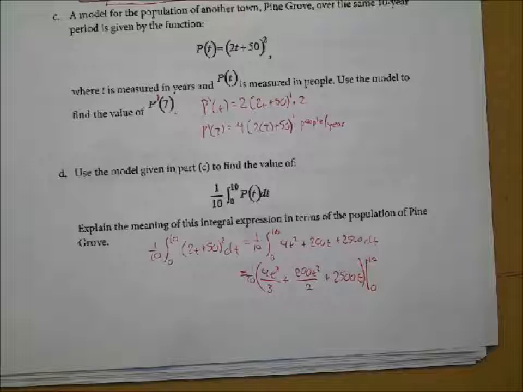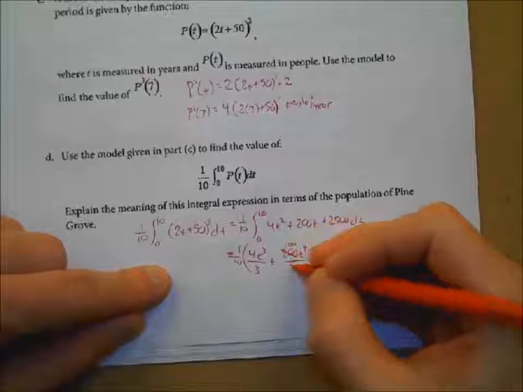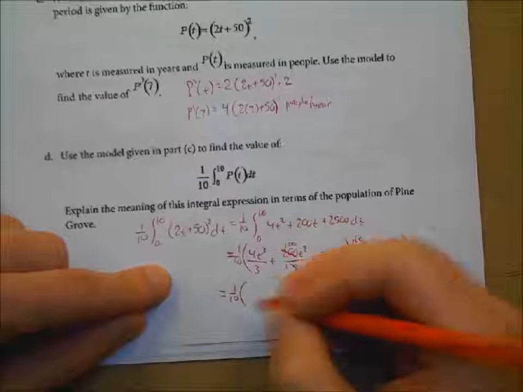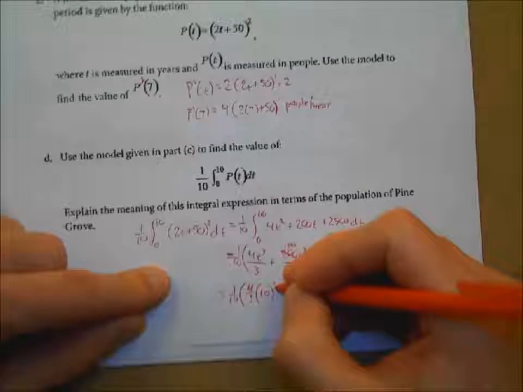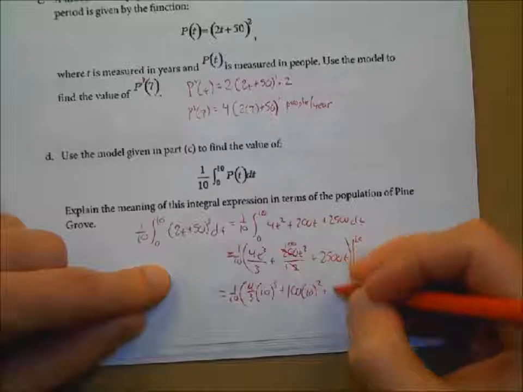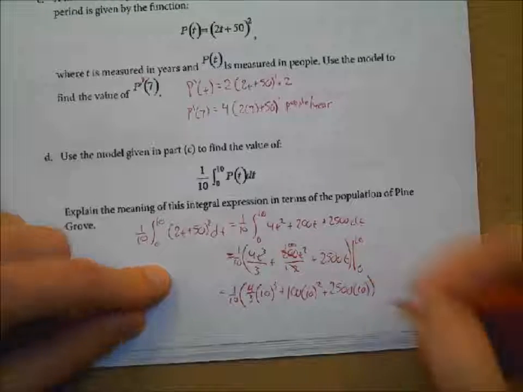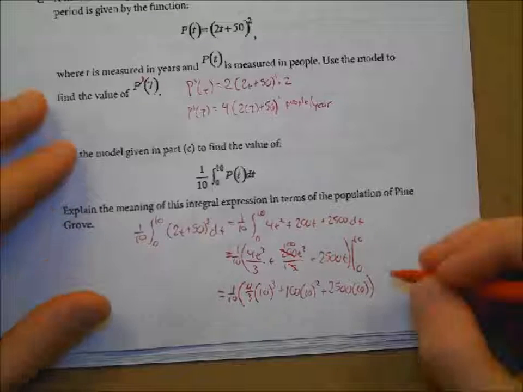We're not ready to be done yet. The very last step here is to actually plug in. I'm going to simplify the 200 and the 2 there. And so we can say 1/10 times 4/3 times 10 to the third plus 100 times 10 squared plus 2,500 times 10, like that.